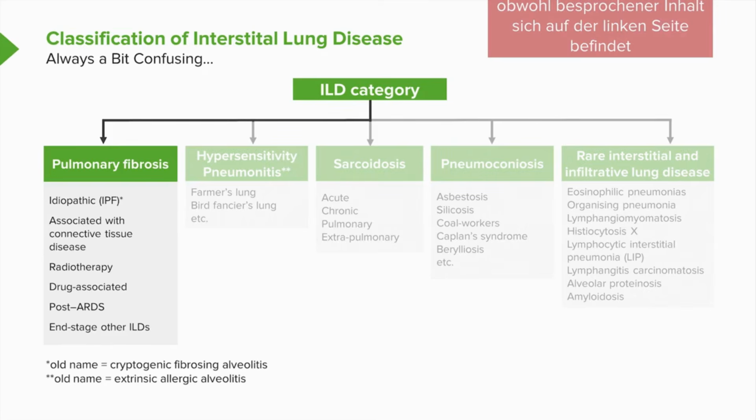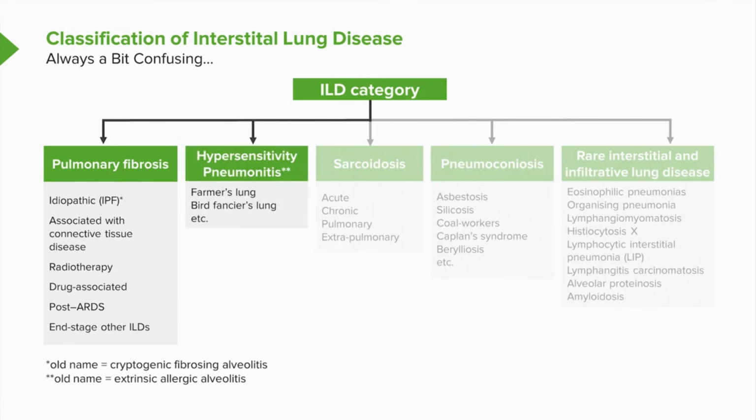In addition, there are a range of other situations where pulmonary fibrosis develops, such as radiotherapy, various drugs, and after adult respiratory distress syndrome. The other categories are hypersensitivity pneumonitis, the commonest causes of which are farmer's lung and bird fancier's lung, and these are immune reactions to inhaled antigens and a form of allergy. Sarcoidosis, the cause of which is unknown, is a disease in which you get infiltration of the lungs with granulomas, and that can present as acute or chronic disease, and it can have lung involvement, pulmonary sarcoidosis, or involvement of other organs, extrapulmonary sarcoidosis.